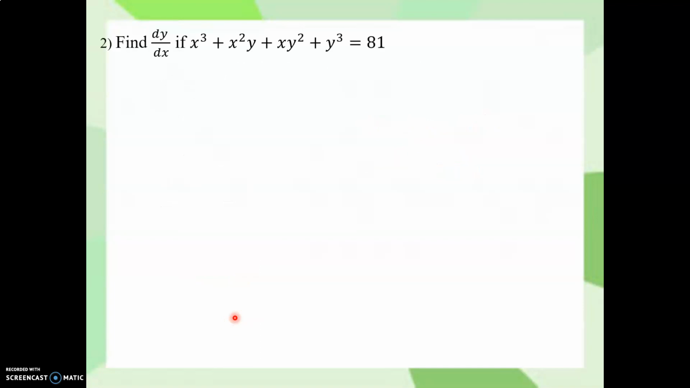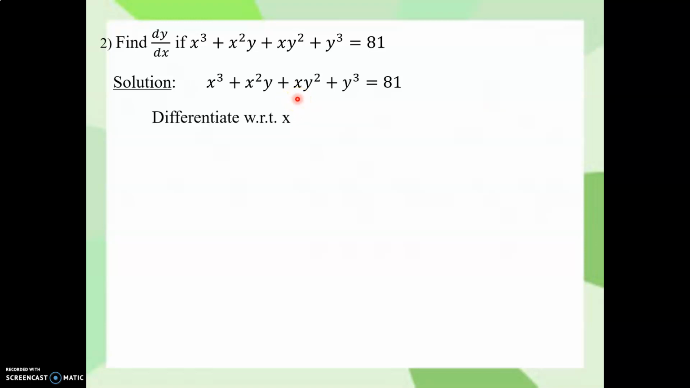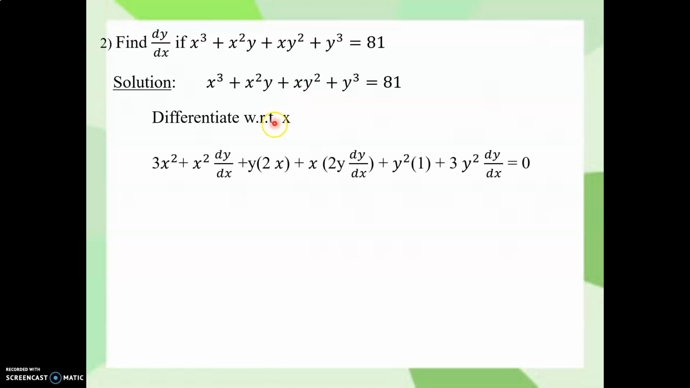Next question is, find dy upon dx if x cube plus x square y plus xy square plus y cube equal to 81. Solution of this question we will start again. Here the function is in the format of x into y combination. So we have to understand the question. This is implicit method, implicit differentiation. So differentiate with respect to x.